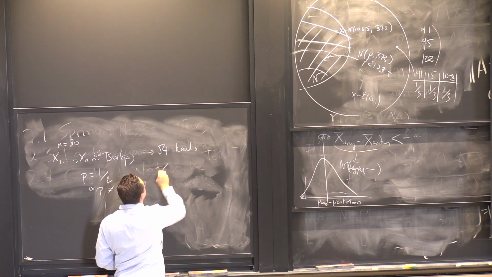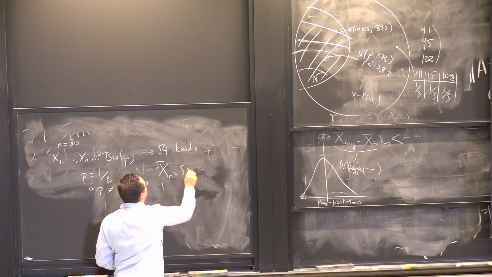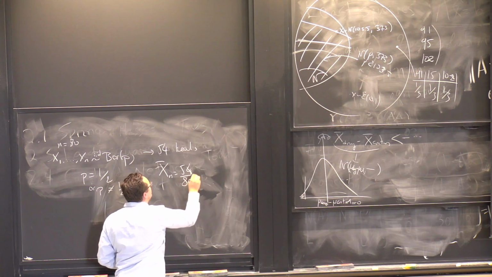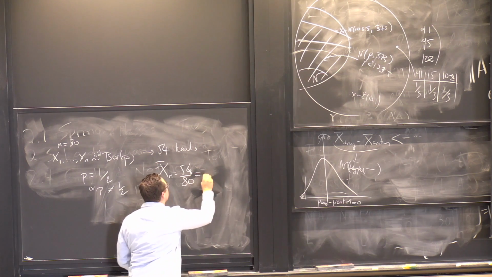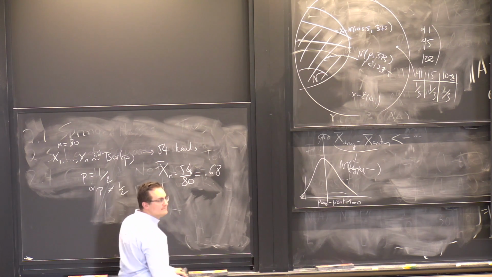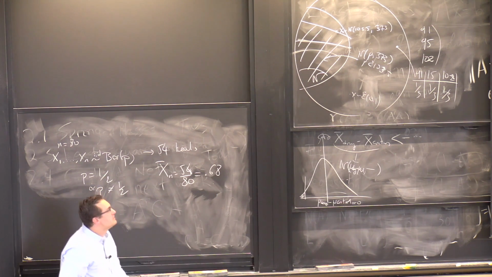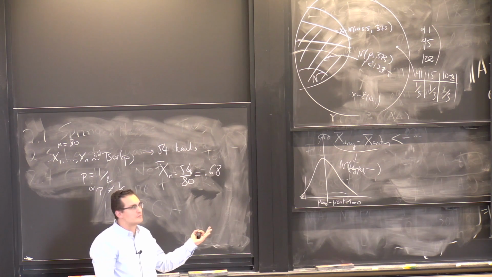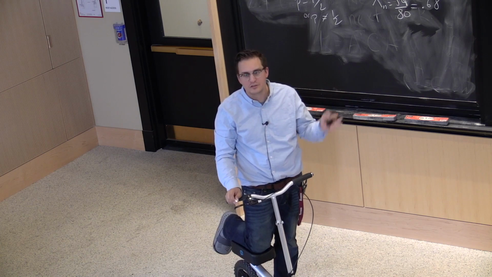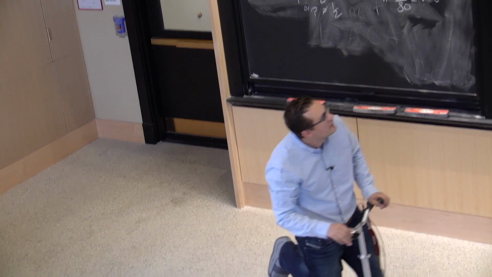Heads, which means that my xn bar is 54 over 80, which is 0.68. All right, so I have this estimator. It looks pretty large, right? It's much larger than 0.5. So it does look like my mom would certainly conclude that this is a biased coin for sure, because she thinks I'm tricky.